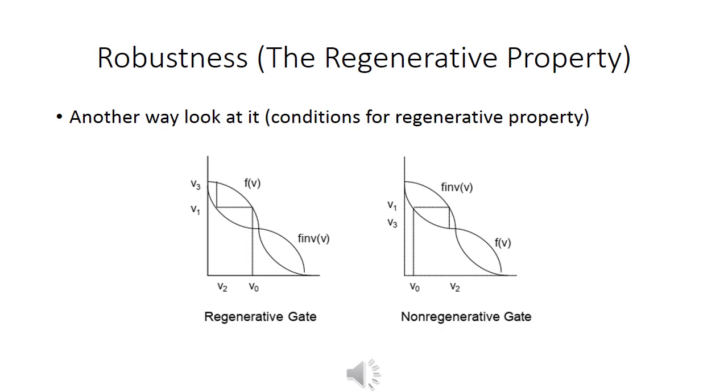While in the non-regenerative case, the signal does not converge to any of the nominal voltage levels but to an intermediate voltage level, and the characteristic is not regenerative. The difference between the two cases is obvious: the gain characteristics of the gates are different.